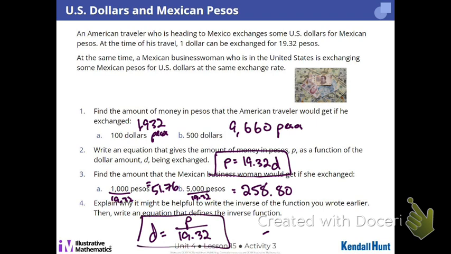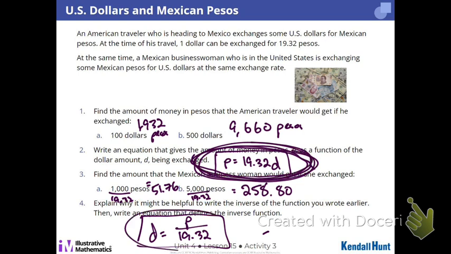What's nice about having these two inverse functions is that one's really good if you want to know how many pesos a dollar is. One's really good for knowing how many dollars a peso amount is. If you're trying to find how many dollars there are for a number of pesos, you're going to have to undo stuff every time. Whereas if you just go here, it's already undone, throw pesos in, done.